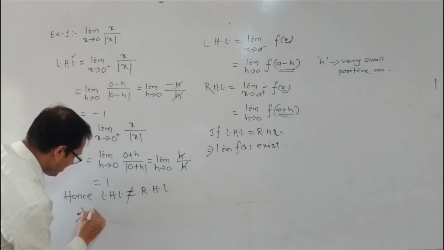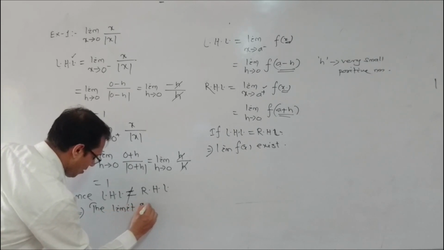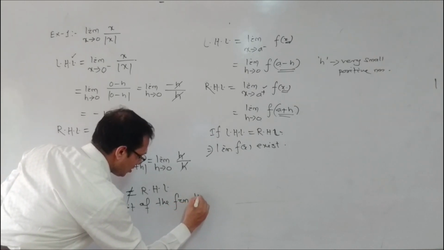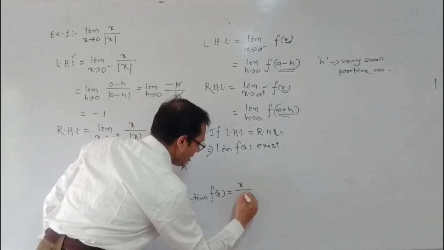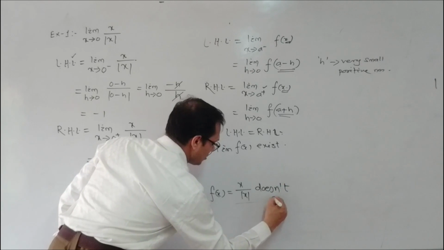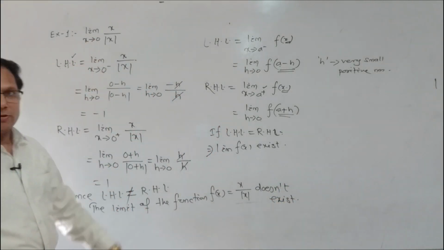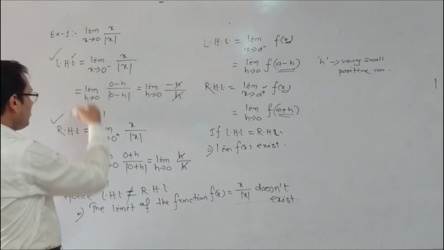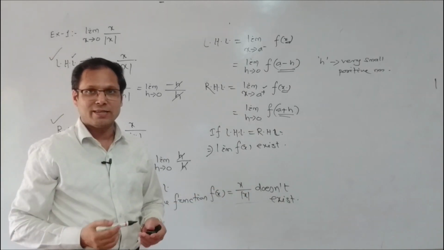That implies the limit of the function f(x) equal to x by mod x does not exist. So we should mention here. Okay, do you follow? First you have to find the left hand limit, then the right hand limit. If they are equal, then you can say the limit exists, otherwise the limit does not exist.